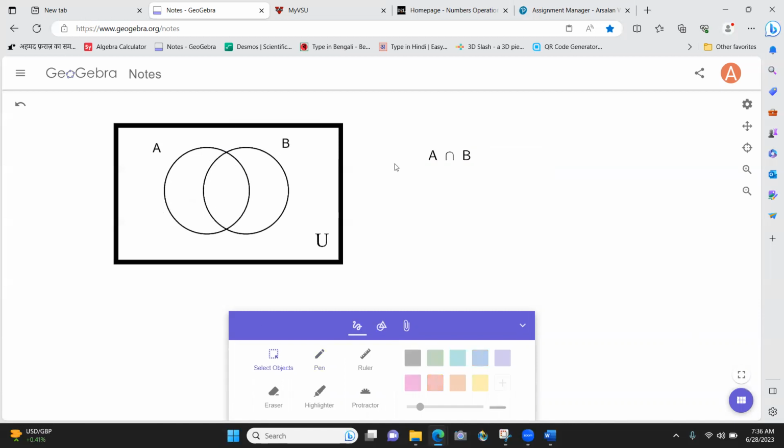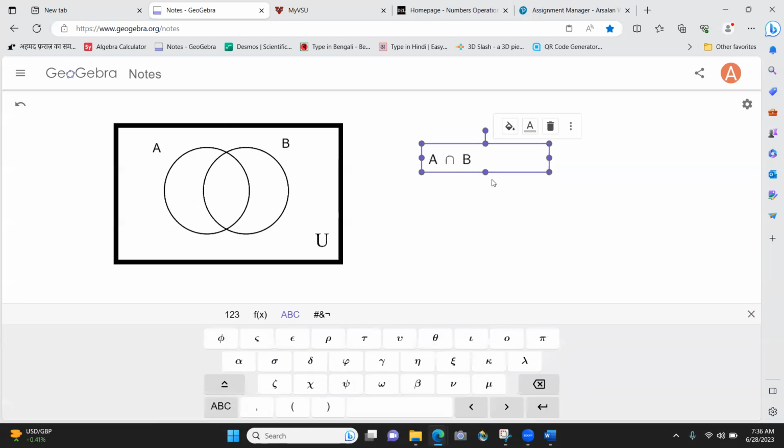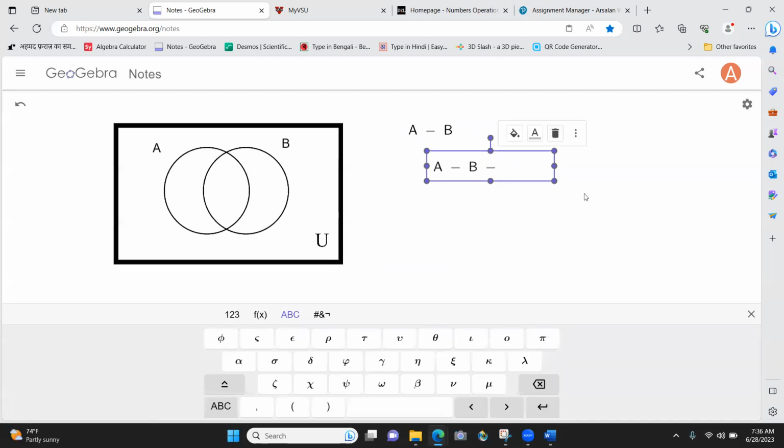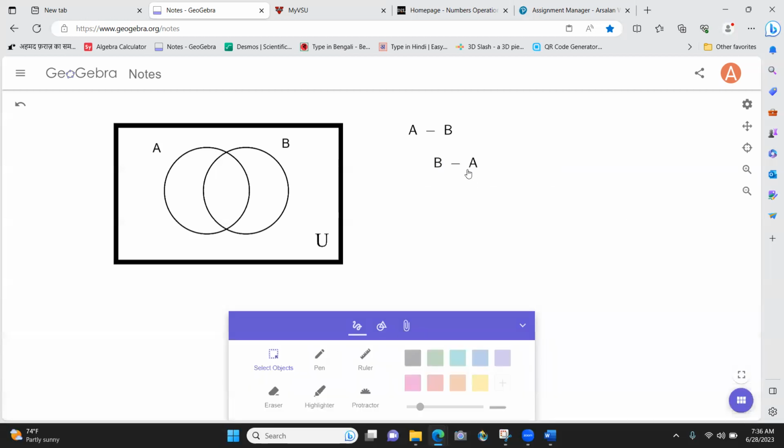People find it a little difficult. It's A minus B or B minus A, and they're not equal. Now we don't read it A minus B or B minus A. You can say it, and most people will understand you, but here's the rub. This is called the complement of B with regard to A, and this is called the complement of A with regard to B.